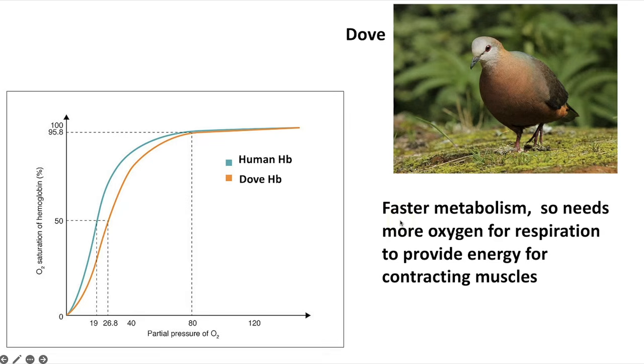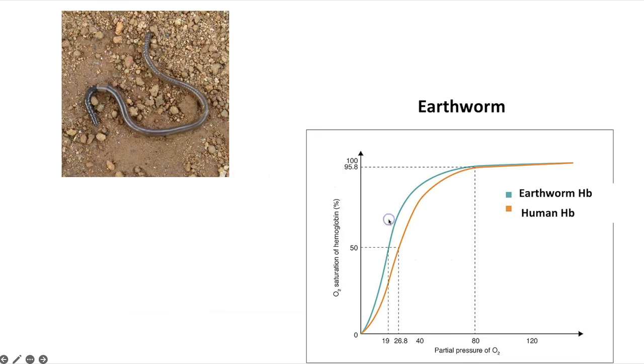Another example is a dove or any other smaller organism which has a high metabolic rate. Because they have a faster metabolism, they require more oxygen for continual aerobic respiration, or faster rates of continual aerobic respiration. And that is so that they can release the energy or create ATP for contracting muscles. So they actually have a curve that shifts to the right, indicating a lower affinity. The hemoglobin has a lower affinity for oxygen because even at the same partial pressure, we can see it's got a lower saturation, and that means it's going to be unloading oxygen more readily, which means the oxygen's being delivered and unloaded to respiring tissues so that aerobic respiration can continue.